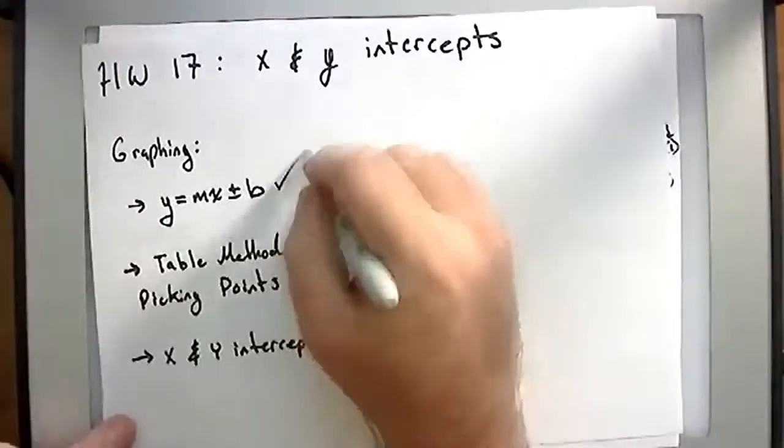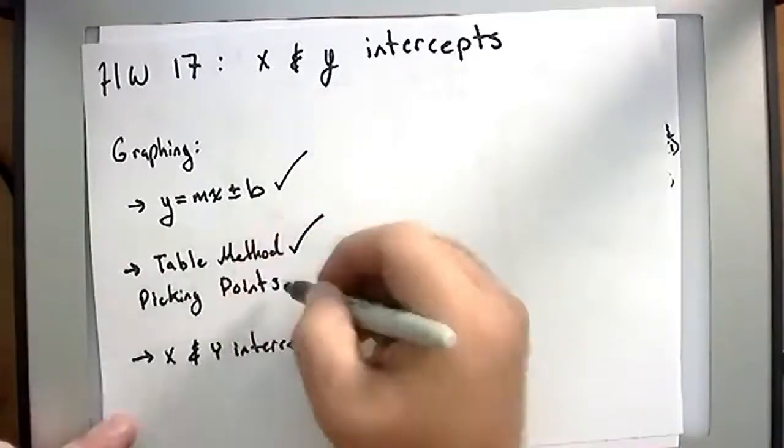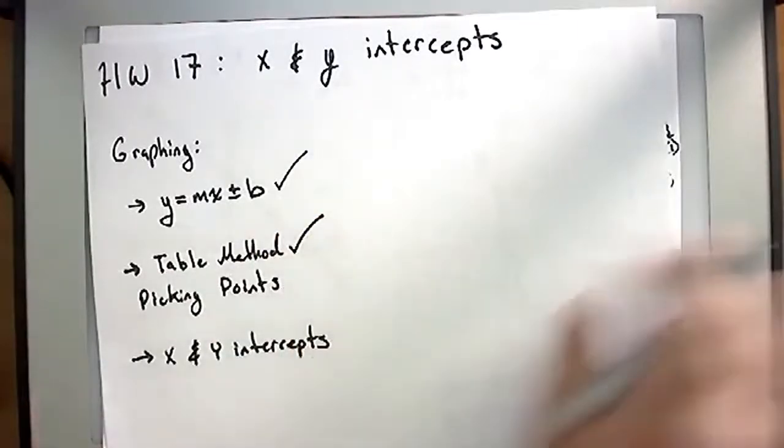That was y equals mx plus b, and the table method, because we made a table, also known as picking points. So the new concept today is x and y intercepts.